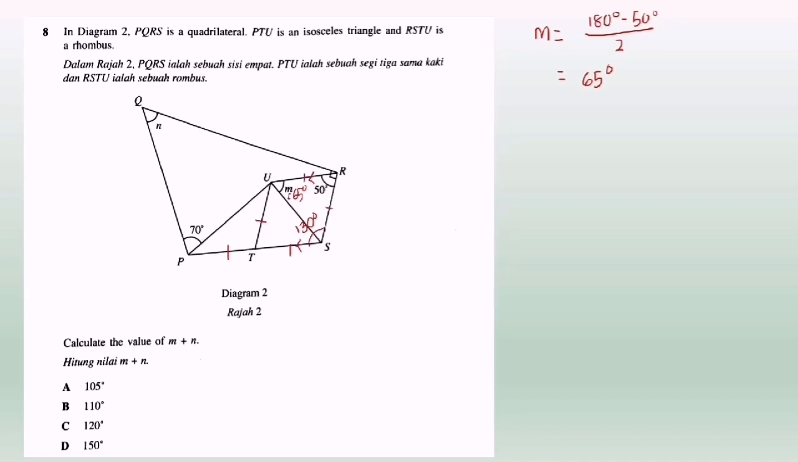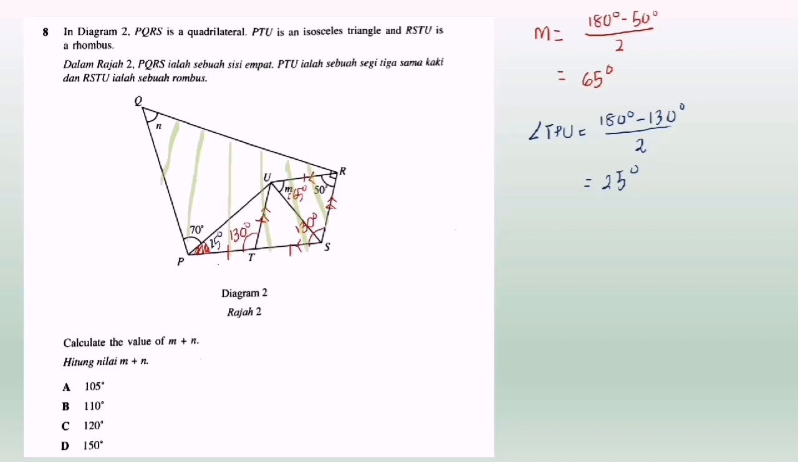Okay, and we have another pair of parallel lines, RS and PU. So if here is 130, the corresponding angle PTU is also 130 degrees. And the value of TPU, this angle, equals 180 minus 130 divided by 2. So equals 25 degrees. And to find the value of n, we use the properties of a quadrilateral.